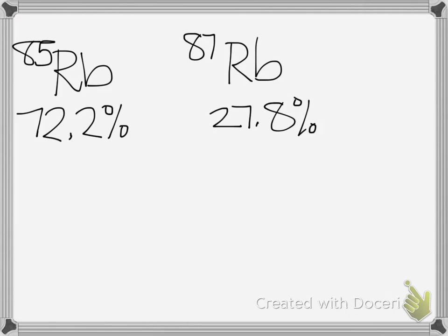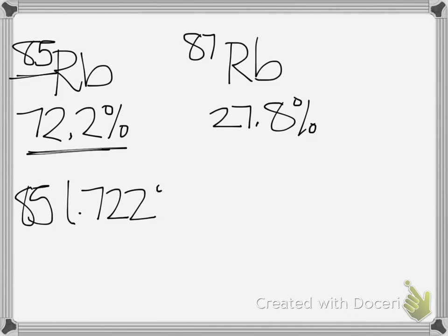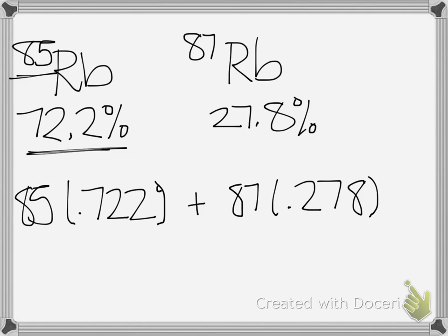We have rubidium 85 at an abundance of 72.2%, and rubidium 87 at an abundance of 27.8%. So step number 1, multiply your mass up here by your abundance, which is right here. Remember that abundance needs to be in decimal form. I'm just going to write the other one out here. 87 times 0.278. Multiply this out, we get 61.37. Make sure that you are doing this as well.